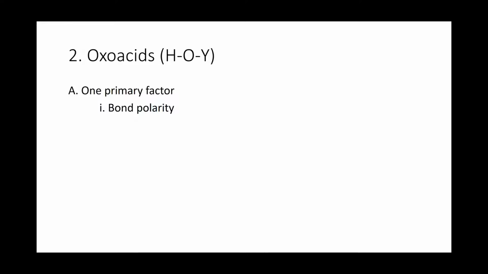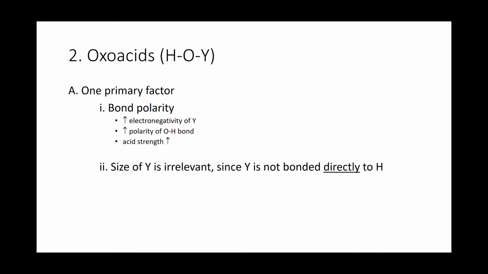So real quick reminder of what we're looking at when we look at oxo acids. Basically, there's really only one thing we're concerned about, and that is the polarity of the OH bond. There's two things that affect that polarity: one is the electronegativity of the central atom itself. The other is how many oxygen atoms are bonded to that central atom. When it comes to oxo acids, we don't care how big that atom is because it's not bonded directly to the hydrogen. For binary acids, the size matters. For oxo acids, the size of that atom doesn't really matter because it's not bonded directly to the hydrogen atom.